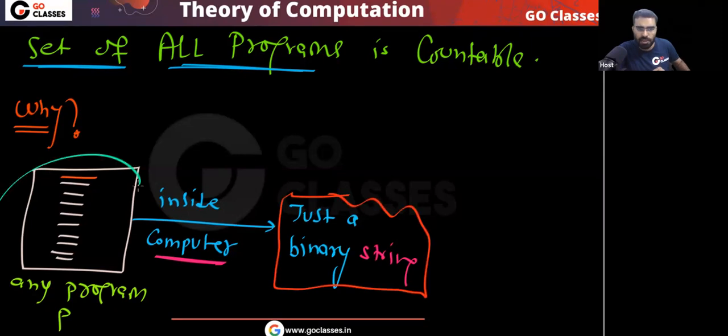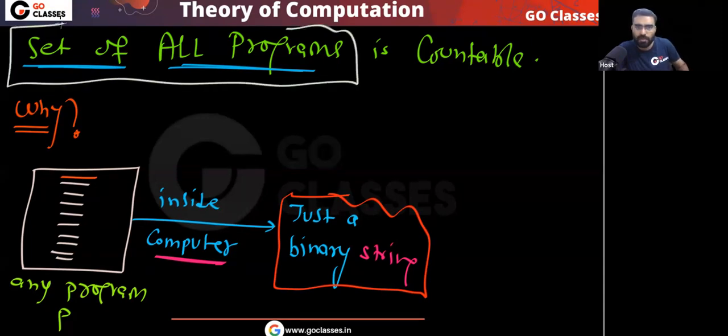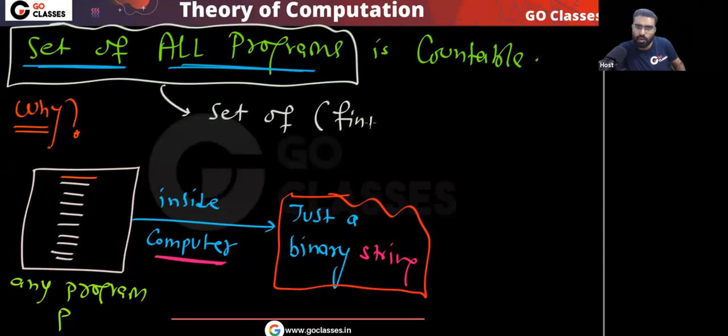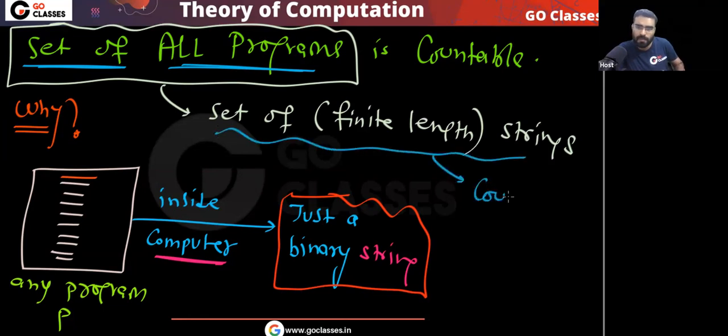So remember, inside your computer, this program is just a binary string. So when I say set of all programs, that automatically means a set of finite length strings, right? Because of course it will be a finite length string when you convert your program to a string. And the set of finite length strings is countable. So very simple point: the set of all programs is countable.